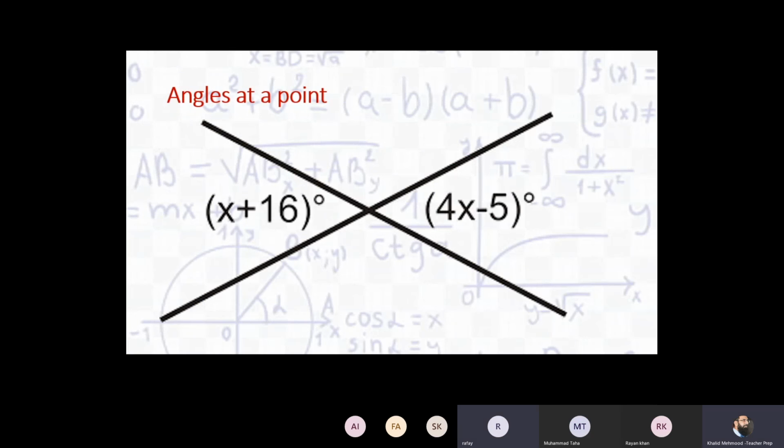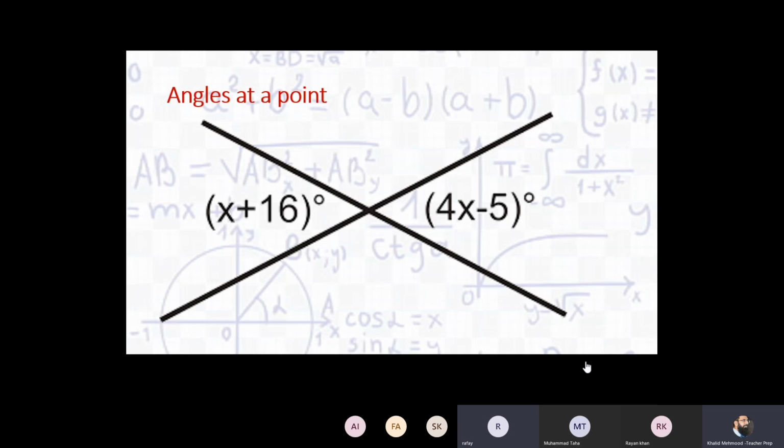Now this one is about vertically opposite angles. We discussed yesterday that vertically opposite angles are equal. So this makes a little bit complicated, advanced level equation. We'll be solving this as well, and I hope we can do it. x plus 16 on one side and 4x minus 5 on the other side. So how will we solve that? Let's see.